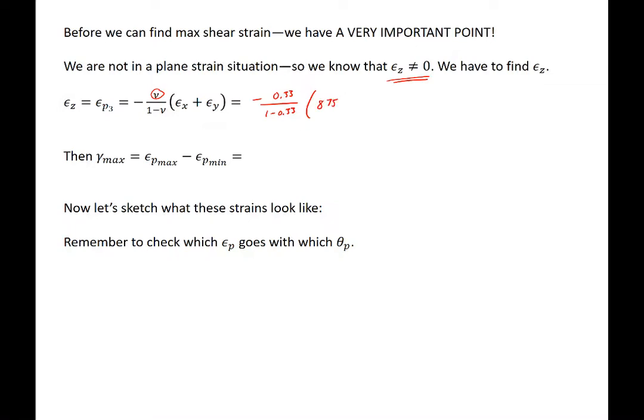Epsilon x is 875. Epsilon y is negative 525. And that's going to give us, for epsilon z, a value of negative 172 microstrain. Now, to get gamma max, we need to identify which is the maximum principal strain and the minimum principal strain. In this case, that's epsilon p1 and epsilon p2, which are 1050 and negative 700. So that's going to give us 1750 microstrain for our gamma max.